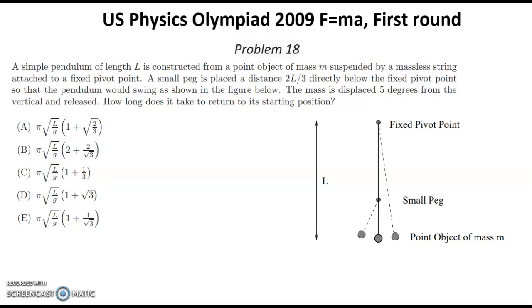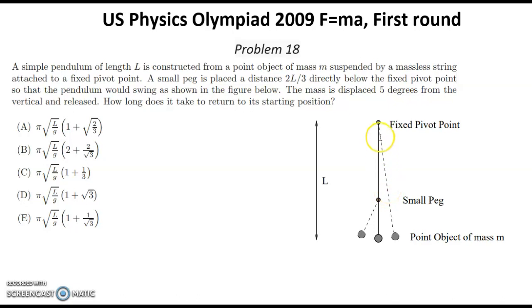Solution. Let's analyze this motion. First, the initial angle of 5 degrees is small. It's like a small oscillation, almost a harmonic oscillation. And when we reach this pivot, the maximum angle will be around 15 degrees, which is small enough for small oscillations. So we can just estimate this motion like this.